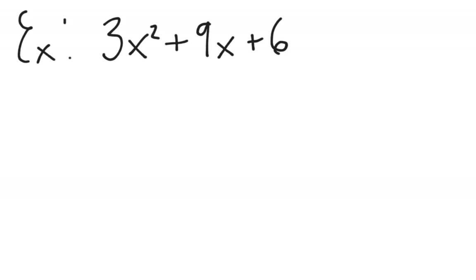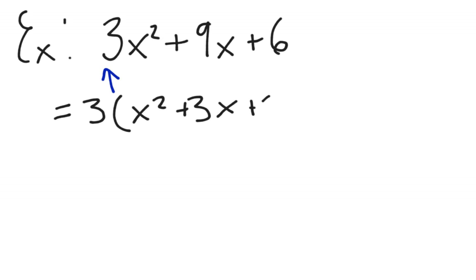So let's go back to our example with 3x squared plus 9x plus 6. My leading coefficient is 3. I'm going to try to factor out that 3. I notice that all my other terms are divisible by 3, so I am going to be able to factor that out. That means 3x squared plus 9x plus 6 is going to be equal to 3 times (x squared plus 3x plus 2).